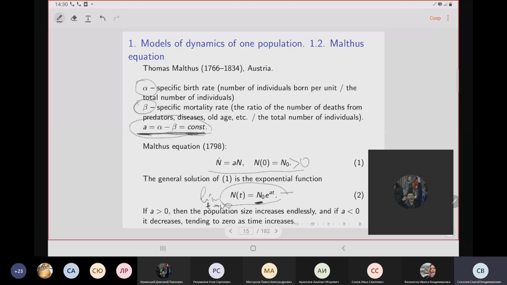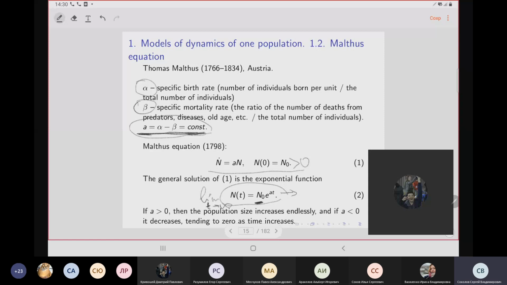So let us calculate the limit of n of t with time approaching positive infinity. So what's happening with our community? We can easily see that if a is positive, then the population size will endlessly increase. And if a is negative, then the population decreases to 0. So the population will vanish. So the first and the simplest model.